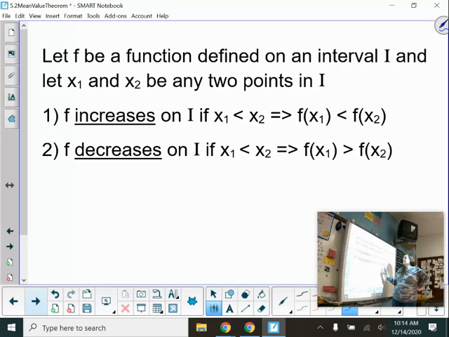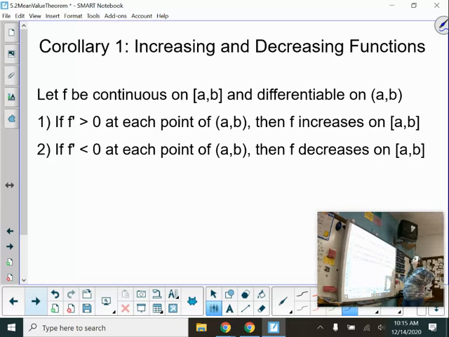It would be decreasing if your x1 is less than your x2, but your f of x1 is greater than your f of x2. So that means the lower x gives the greater y. That would be decreasing. So again, these are algebra definitions. That brings us into this corollary, which is where we get into the calculus.